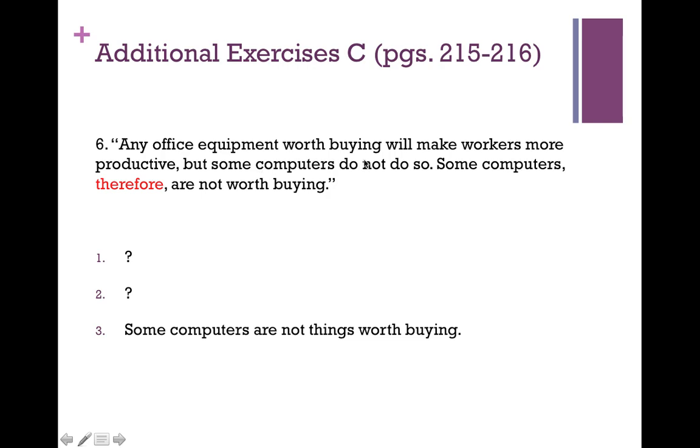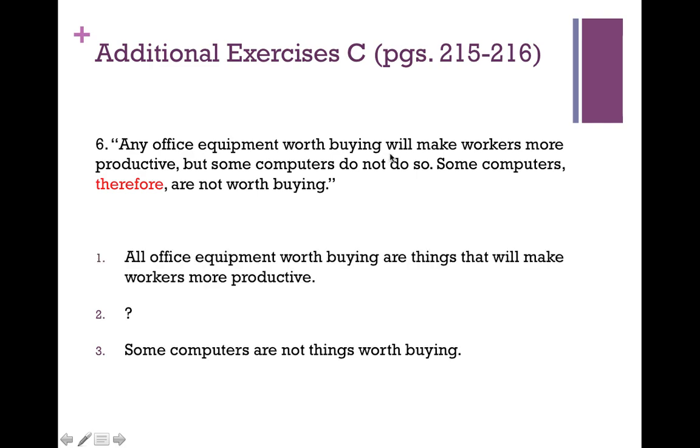So let's go read this. Any office equipment worth buying will make workers more productive, but some computers do not do so. Some computers, therefore, are not worth buying. Well, we don't have the phrase things worth buying. But we do have any office equipment worth buying. So this seems like the best candidate for our major premise. And notice I've changed here any to all. All office equipment worth buying are things that will make workers more productive. So I've named a class right here in the predicate term.